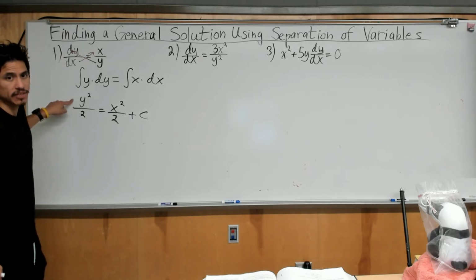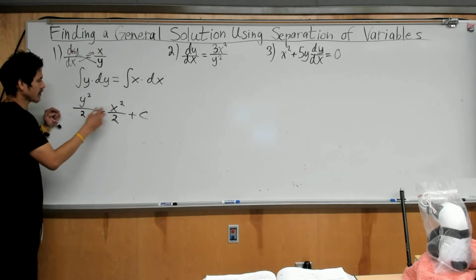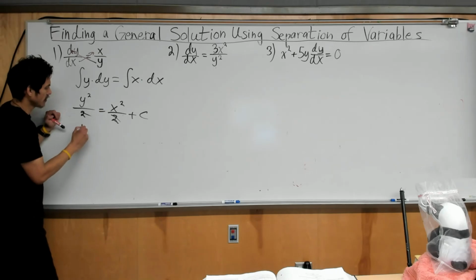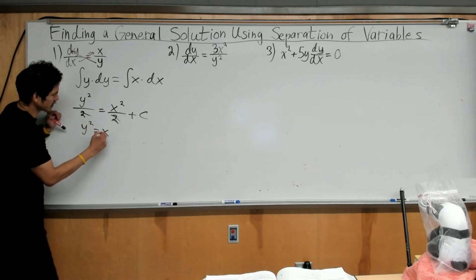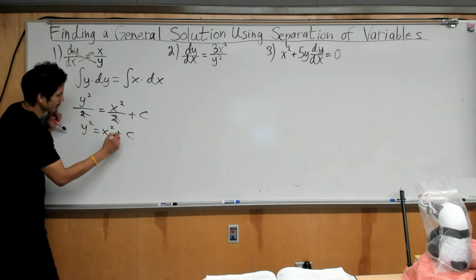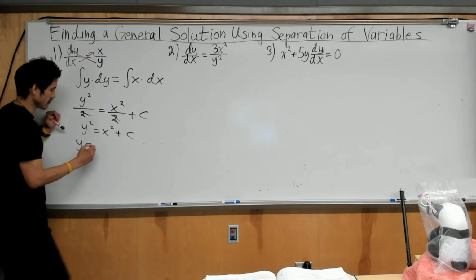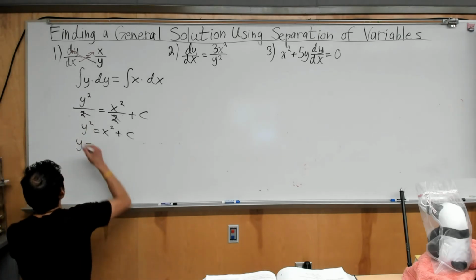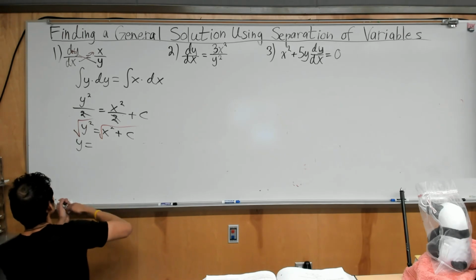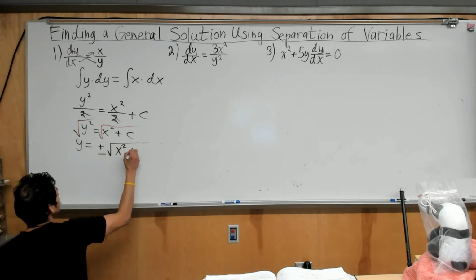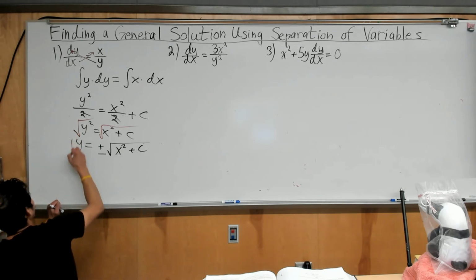And we've got to just isolate y by itself. So multiplying both sides by 2, these will cancel. So we have y squared equals x squared plus c. Take the square root of both sides, and we get y equals plus or minus the square root of x squared plus some constant c. There we go.